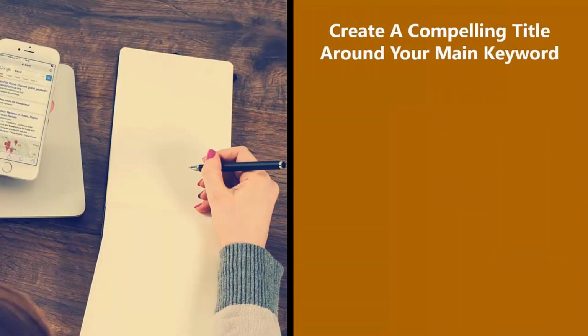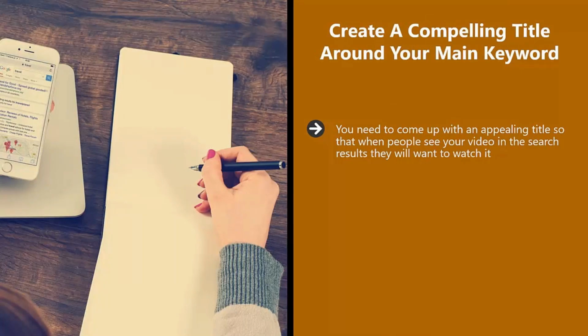Create a compelling title around your main keyword. You need to come up with an appealing title so that when people see your video in the search results, they will want to watch it. So, for our Japan example, you could use something like travel to Japan for fun and excitement. Make sure that you include your main keyword in the title. Don't just leave the title as travel to Japan.